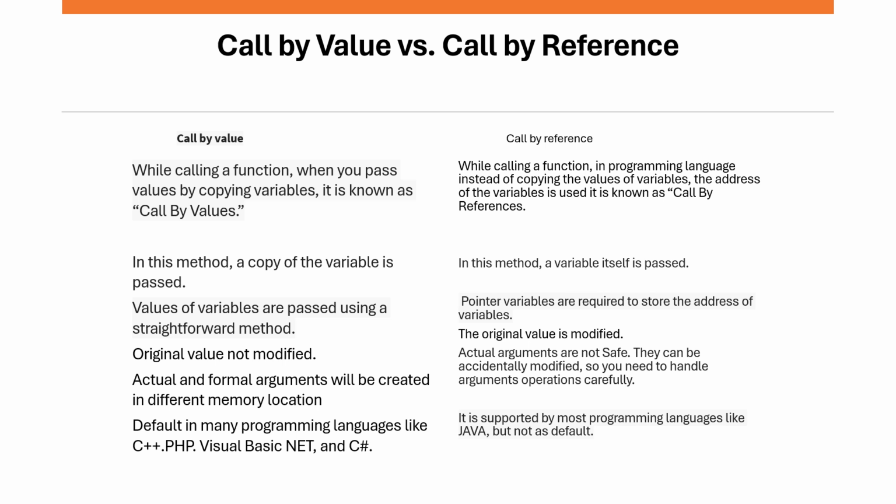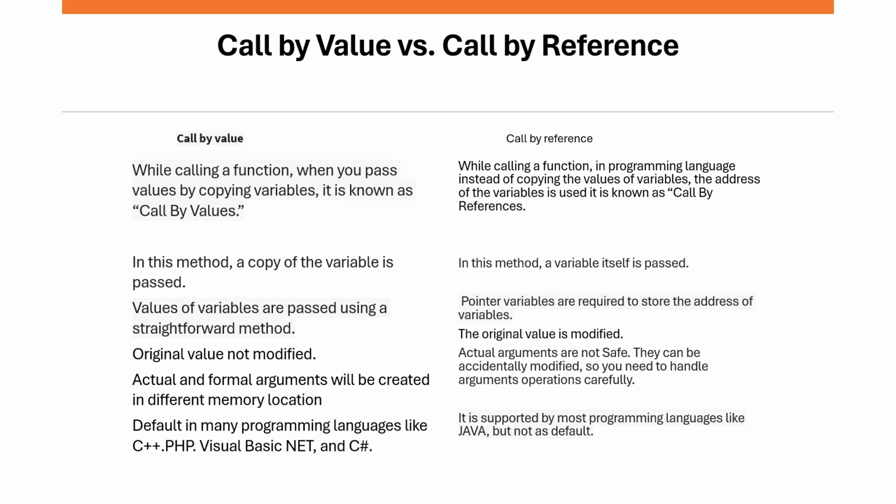Next we can see the difference between call by value versus call by reference. So what is call by value and call by reference? First point, call by value means we are calling the variables' values. In call by reference, the address will be called.